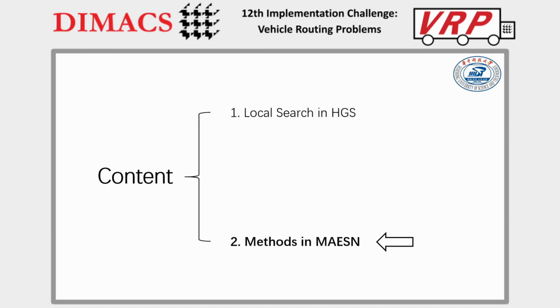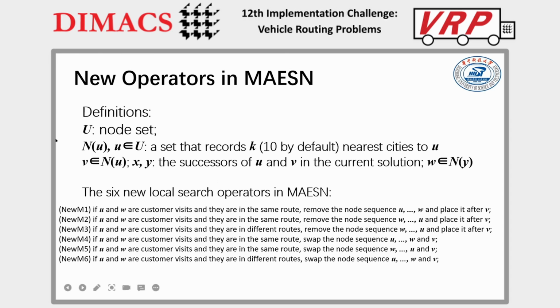Next, I will introduce the new operators in our MAESN solver. The new operators need to first traverse each city U in the node set U, then traverse each city V in NU, and traverse each city W in NY. In this way, we generate 6 new operators, 3 insert operators, new M1 to new M3, and 3 swap operators, new M4 to new M6.